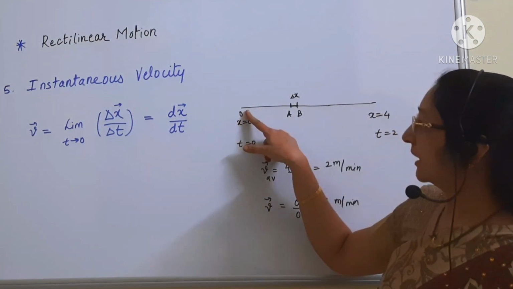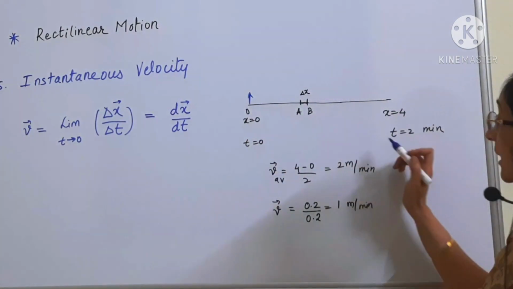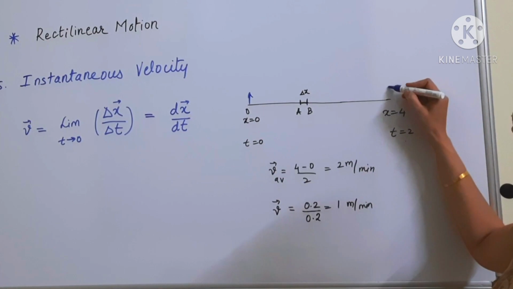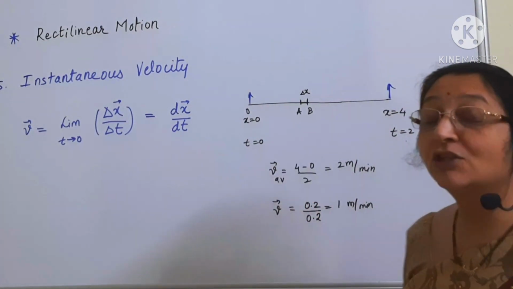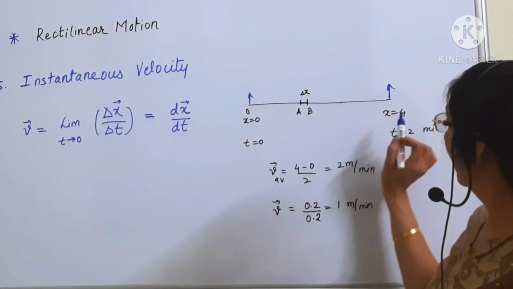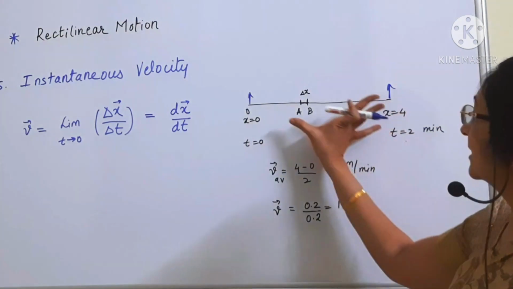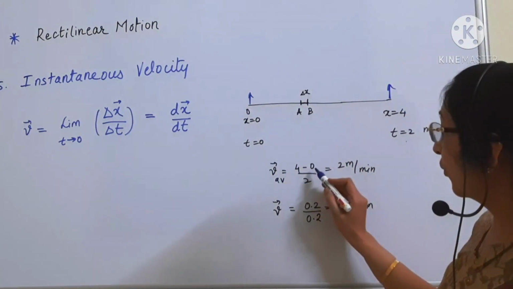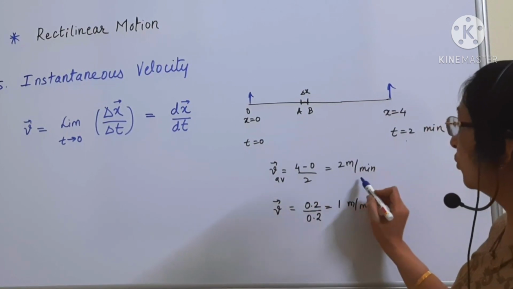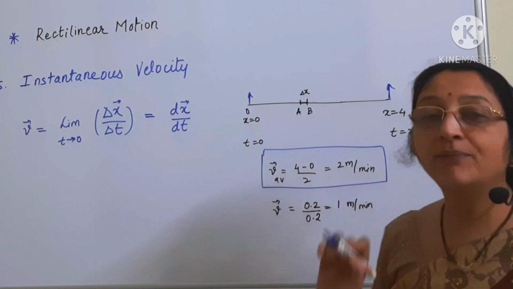Now supposing this is a point x equal to 0. After time 2 minutes, it comes at point x equal to 4. So its average velocity will be 4 minus 0 upon 2. That is, the distance traveled is 4 meters and the time required is 2 minutes. So 4 minus 0 upon 2 is 2 meters per minute, which is the average velocity of the object.